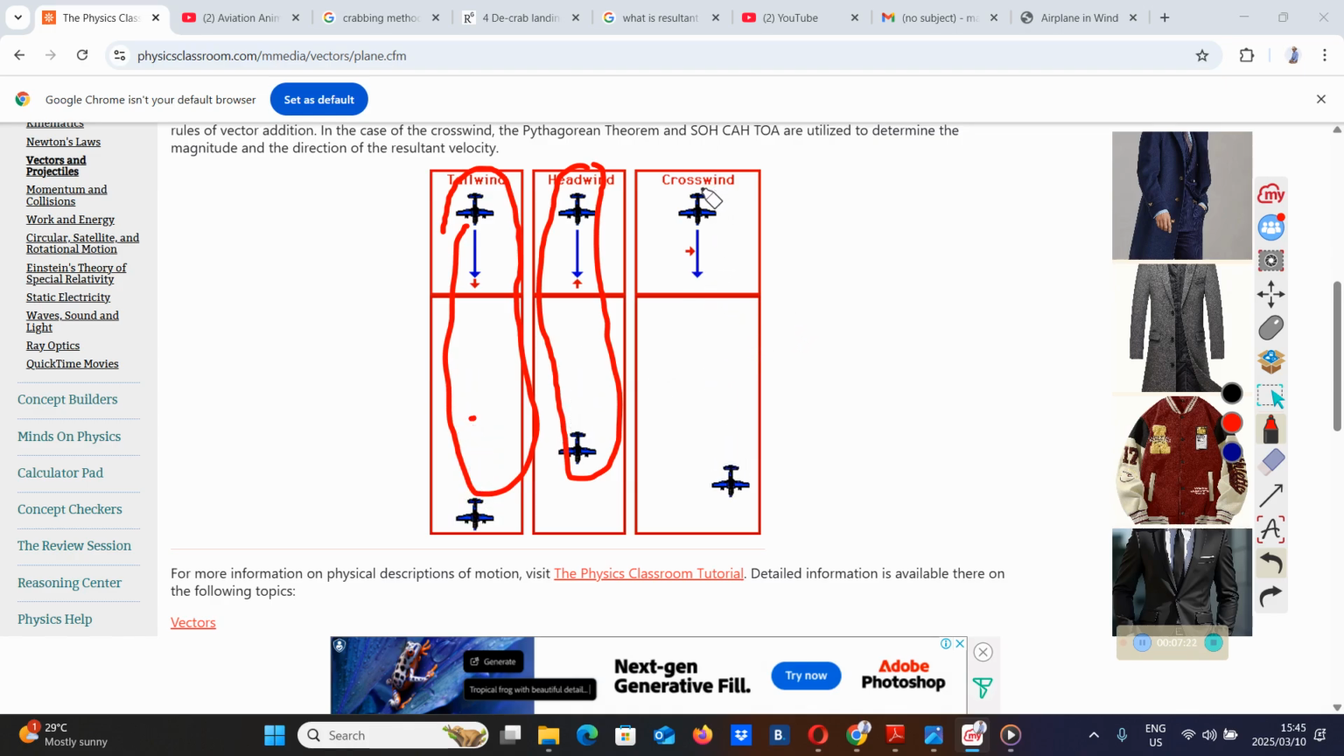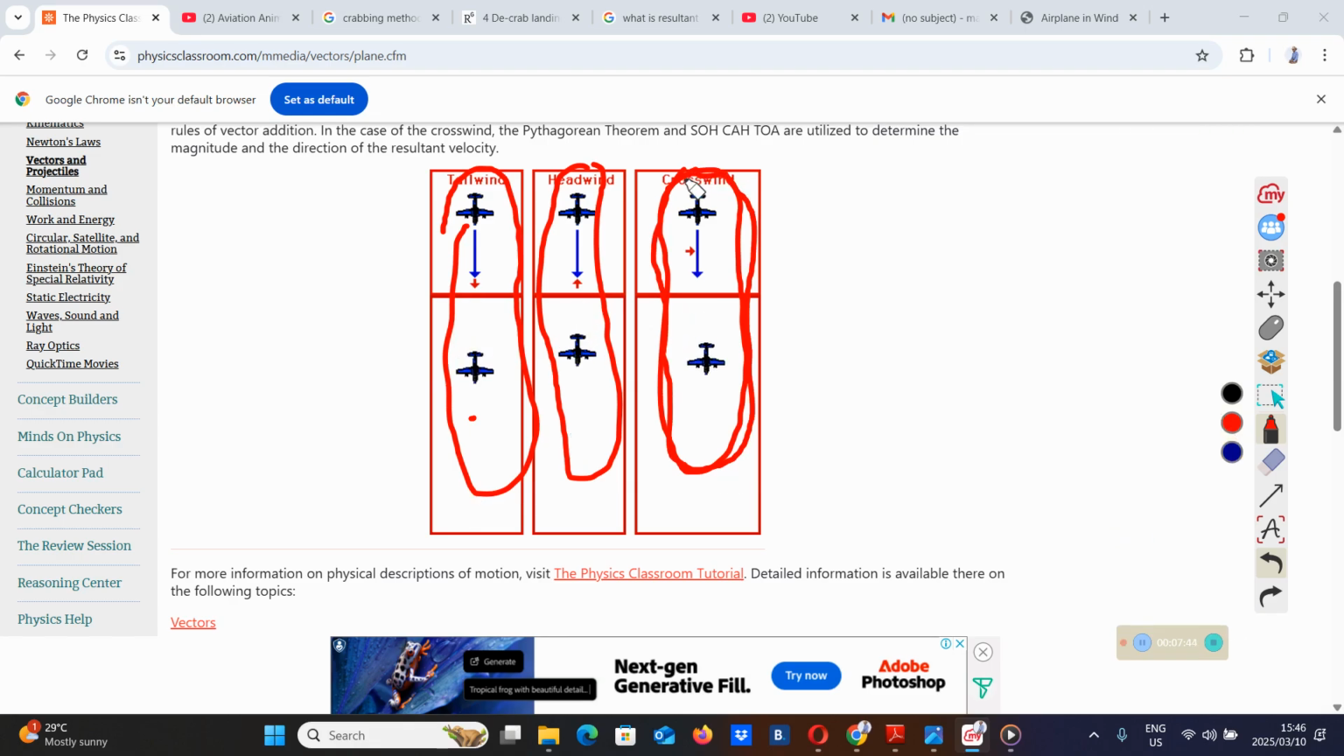Now, if the airplane experiences what we call the crosswind, the wind from the sides, then you'll see that the direction of that airplane will now change. Then the speed as well will be much faster. So this is the scenario that I've just explained from that video.